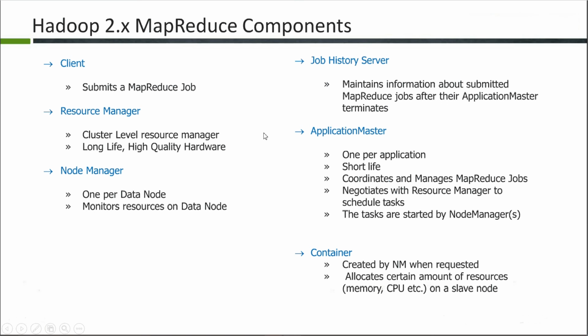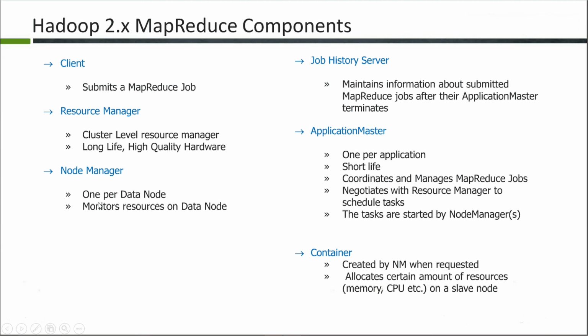So the MapReduce components. There's a client which submits a MapReduce job. There's a job history server which maintains information about submitted MapReduce jobs after their application master terminates the job. Resource manager. It's a cluster level resource manager. It has a long life and high quality hardware. Application master. There's one application master per application. It has a really short life. It coordinates and manages MapReduce jobs, negotiates with the resource manager to schedule the tasks. The tasks are started by the node managers.